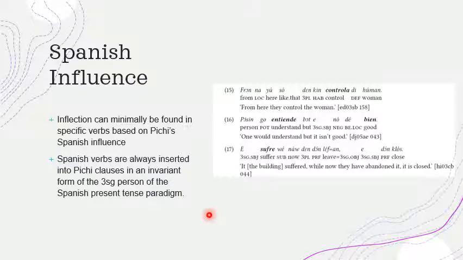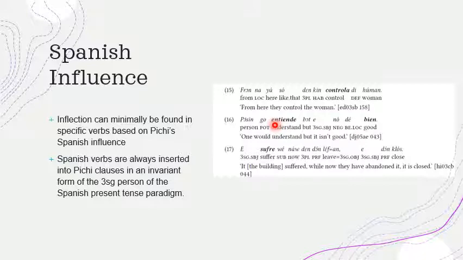So there is some very slight inflection that can be found within Peaky. It's going to be in specific verbs based on Peaky's Spanish influence. So Spanish verbs are always going to be inserted into Peaky clauses in an invariant form of the third person of the Spanish present tense paradigm. So that's a lot of words, but we can see that over here.